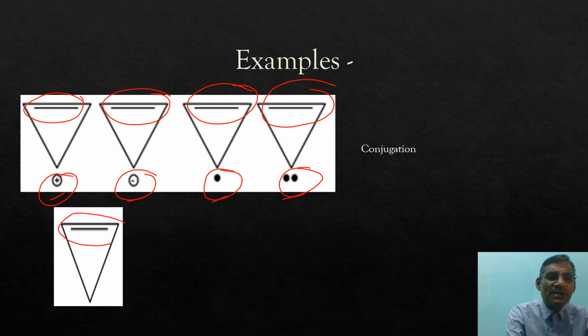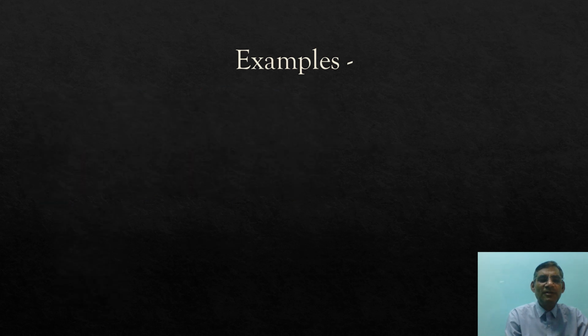Since all are having conjugation, they will be stable. Here see, a pi bond is there, but here there is no positive charge, negative charge, free electron or lone pair, so there is no conjugation. There is no conjugation, it won't be stable.